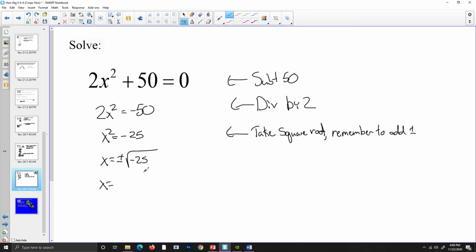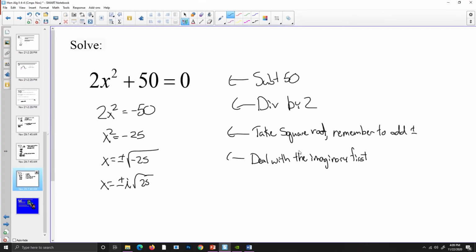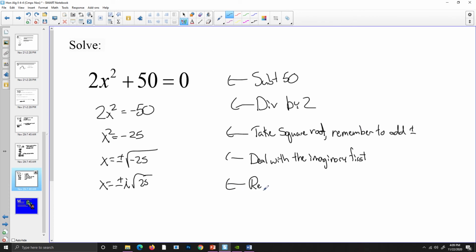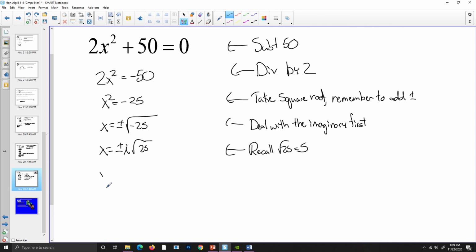x equals, well, deal with the imaginary first. So I've got plus or minus i square root of 25. And 25 is a perfect square. My final answer is x equals plus or minus 5i.